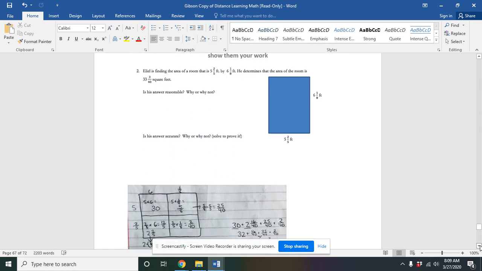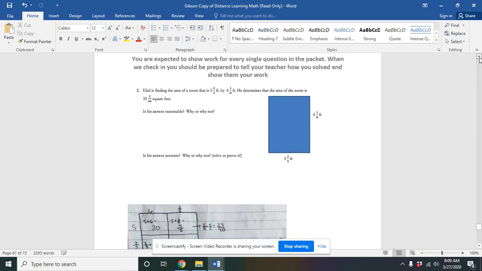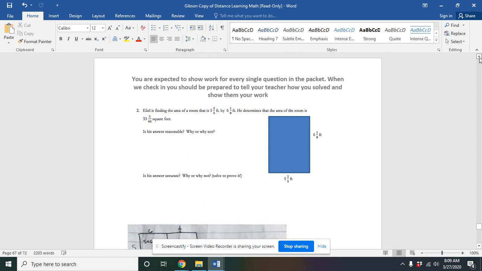Eliel is finding the area of a room that is 5 and 2/5 feet by 6 and 1/8 feet. He determines that the area of the room is 33 and 3/40 square feet. Is his answer reasonable? Why or why not? So, whenever we're thinking about if an answer is reasonable, we need to base it off of an estimate, correct? So, if we were to estimate this, what would our estimation be? I want you guys to write that down.